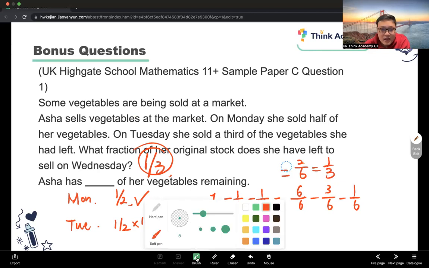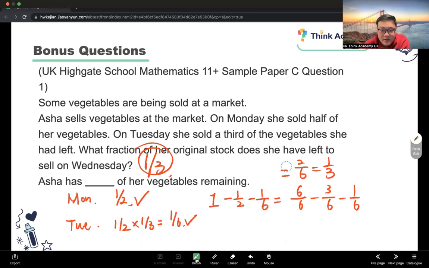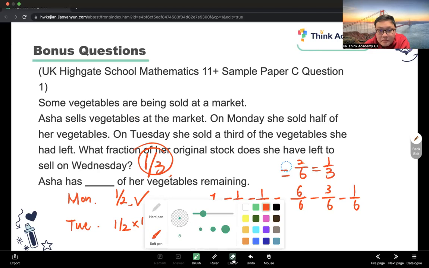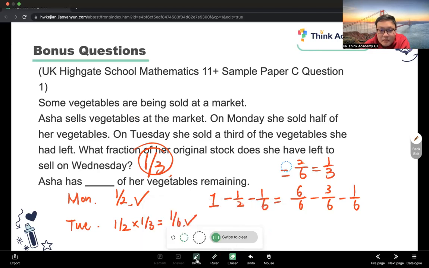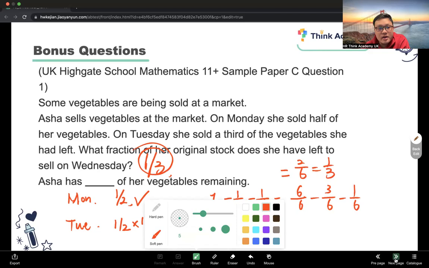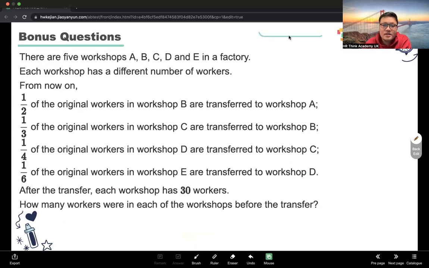Okay, guys, you can type 1 in the chat box, let me know you understand the question. Yep. Okay. And then let's move on to the next one. This one is a little bit hard, a little bit complicated. Let's see.